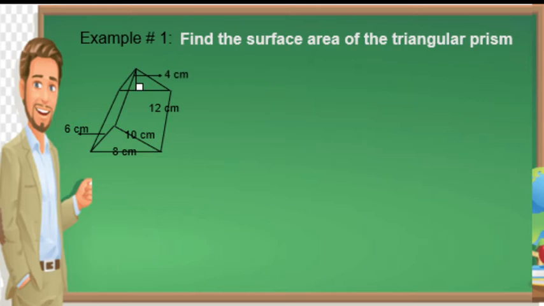Okay, since we are going to find the surface area, the first step is to get the lateral area, and the lateral area is equal to the perimeter times the height. Of course, we have to get the perimeter of the triangle first.